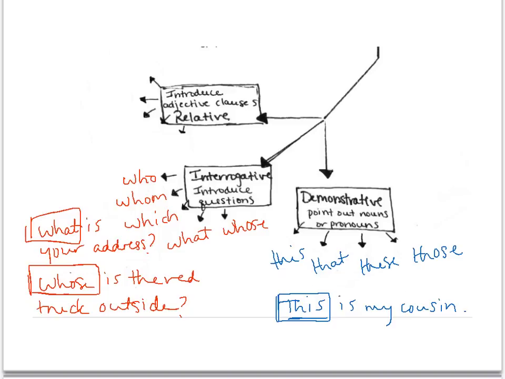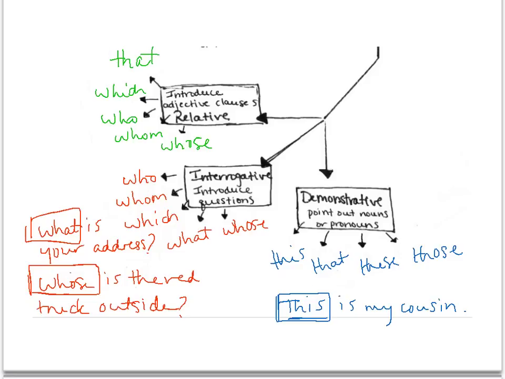And finally, relative pronouns, which are probably the most complicated. Don't get too hung up on understanding how to use them. I just want you to know that they exist for right now. The relative pronouns introduce adjective clauses, which I'll explain in a moment. The relative pronouns are that, which, who, whom, and whose.